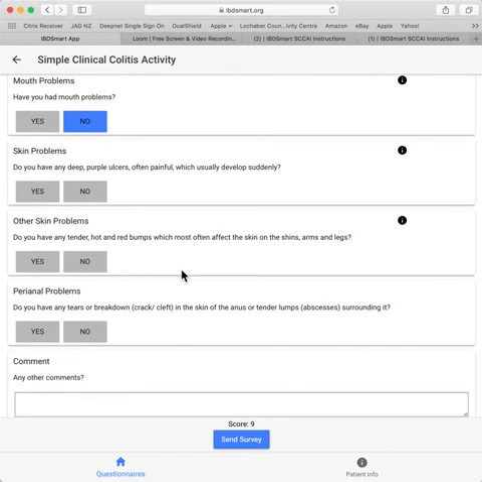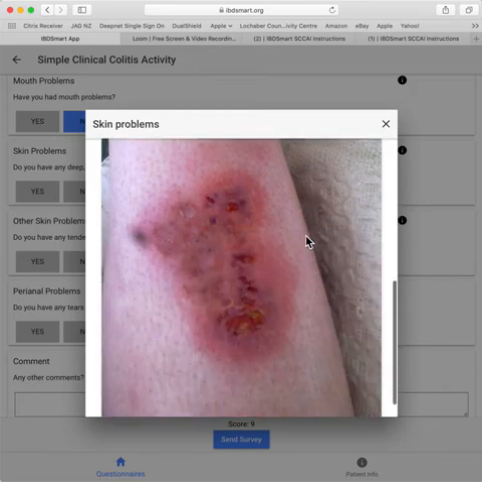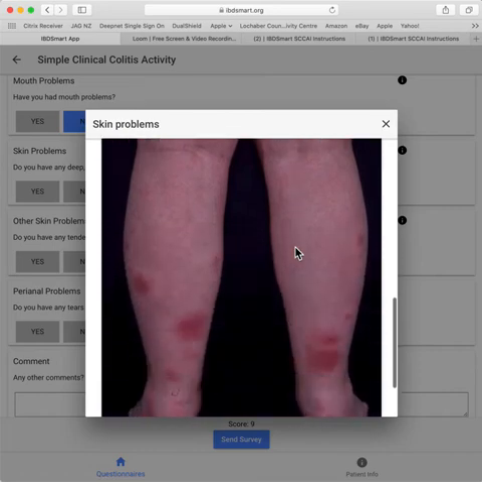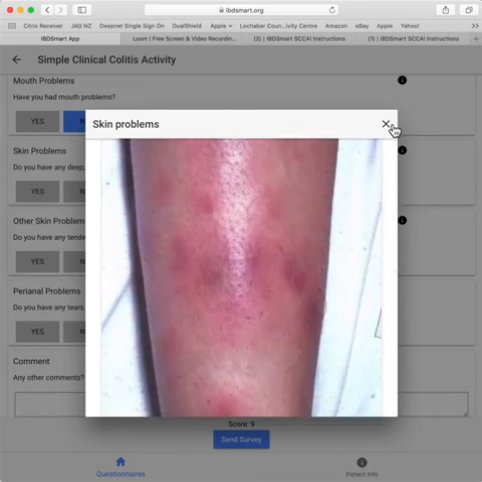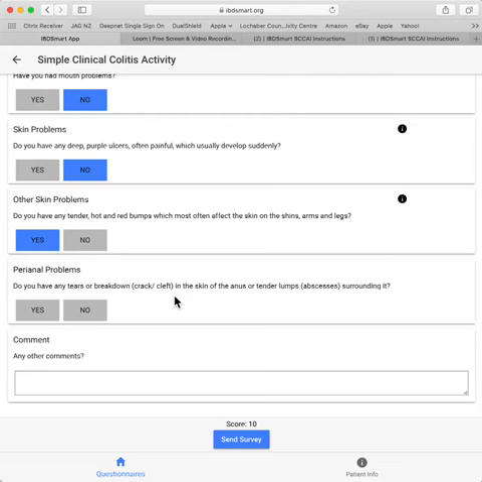Important skin problems are also illustrated here. We want to know if you're getting painful, deep ulcers, or tender, violaceous, raised lesions, often on the shins or forearms. The last question is about problems around your bottom, such as tears, cracks, or tender lumps surrounding your anus. These are important to tell us about.